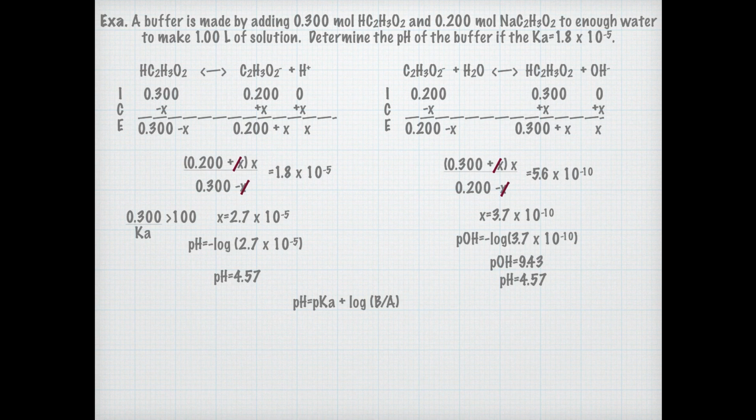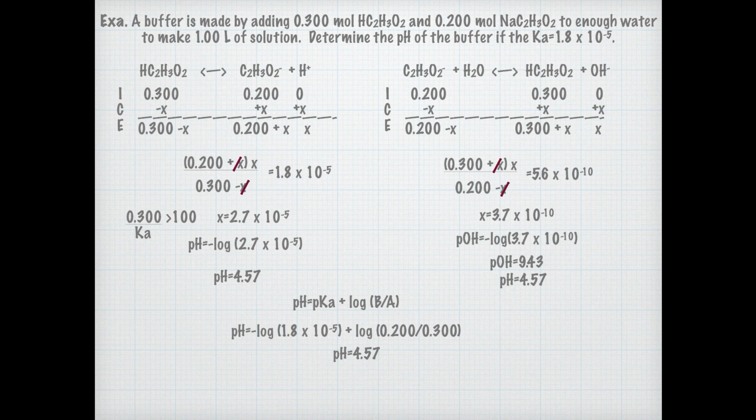So pH equals my pKa, which is the negative log of my Ka, plus the log of my base concentration, which would be 0.200, divided by my acid concentration, which would be 0.300. And guess what pH I get? 4.57. So my recommendation, if you see that you have a weak acid and its conjugate weak base, make your life easy and use Henderson-Hasselbalch. They created a lovely formula for you to use. If you are stubborn and want to use an ICE chart, fine, but be very careful and make sure that you don't make any silly mistakes.